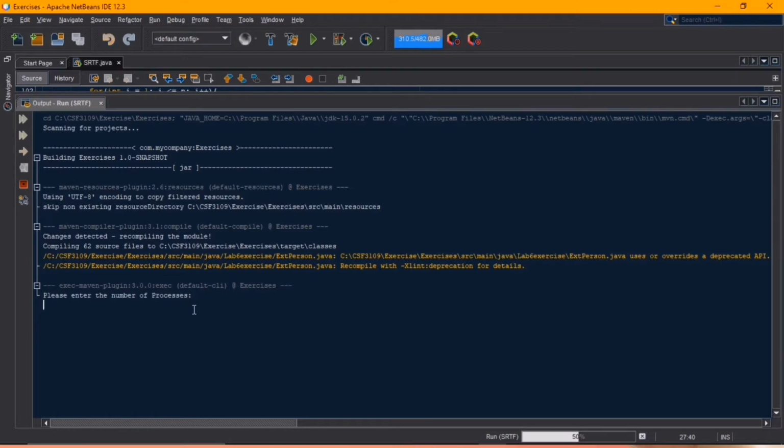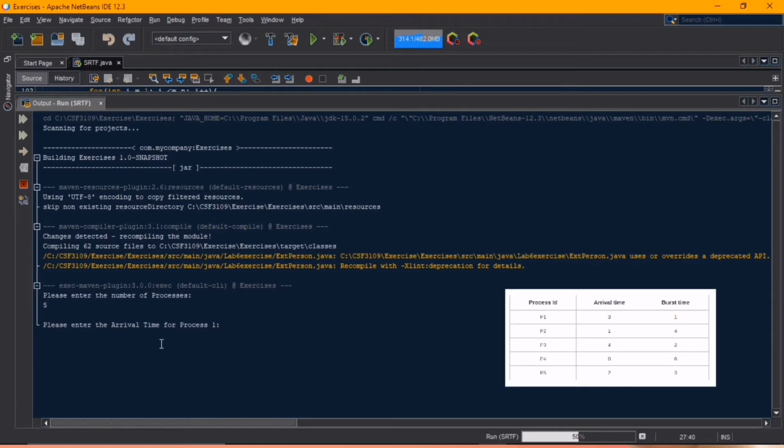Let's say we put 5 processes. And then it asks, please enter the arrival time for process 1. You can put any number or a number that you would like to try. So I would like to follow this scheduling example from the internet.